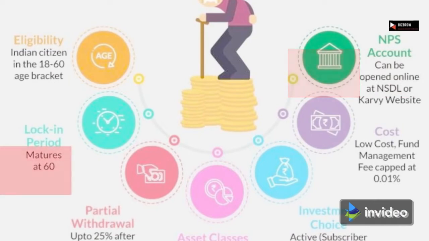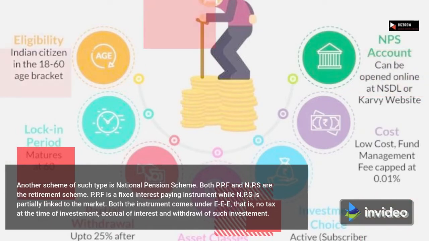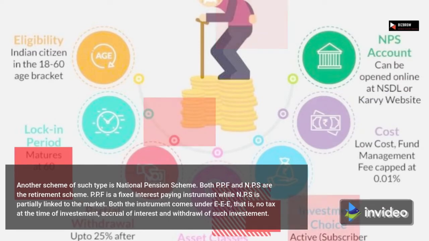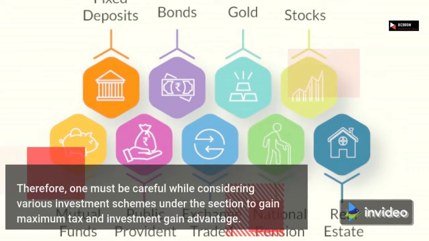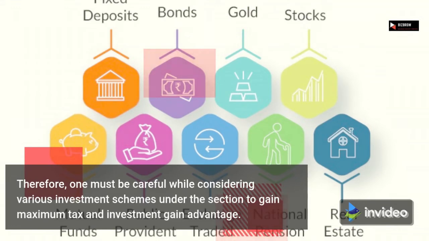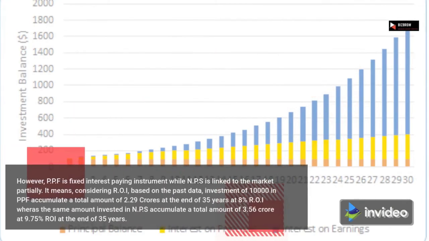Another scheme of such type is National Pension Scheme. Both PPF and NPS are retirement schemes. PPF is a fixed interest paying instrument while NPS is partially linked to the market. Both the instruments come under EEE, that is, no tax at the time of investment, accrual of interest and withdrawal of such investment. Therefore, one must be careful while considering various investment schemes under the section to gain maximum tax and investment gain advantage. However, PPF is a fixed interest paying instrument while NPS is linked to the market partially.